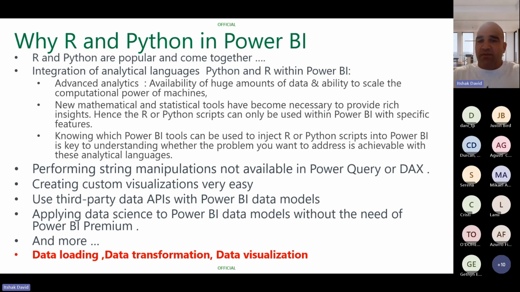So R and Python scripts can be used in Power BI with specific features. We'll see it. We should know which Power BI tools can be used with R and Python when you inject scripts into Power BI. So it's key to understand whether the problem you want to address can be achieved with these analytic languages. String manipulation is not available only in Power Query or DAX. We can create custom visualizations, and it's very easy. We can use set data type APIs with Power BI data models. We can apply data science to Power BI data models without the need of Power BI Premium and more.